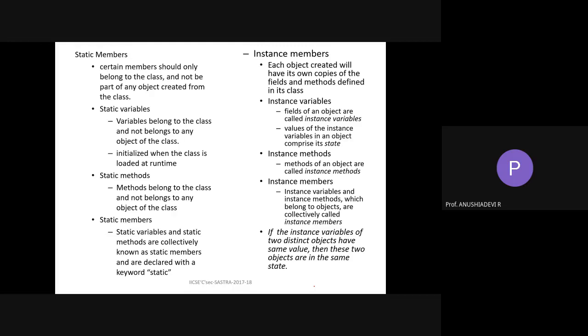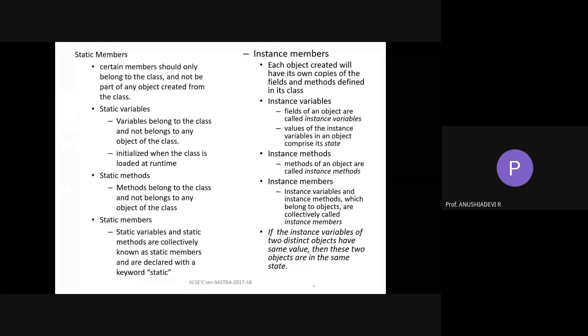A certain member should only belong to the class. You already know what a static member is now in C++. A static member is called a class member. For this class member, a separate memory area won't be created for each and every object. Only one common area is created, and that is accessed by all the objects of that class. You have already studied this in C++, no? You understood what a static is?